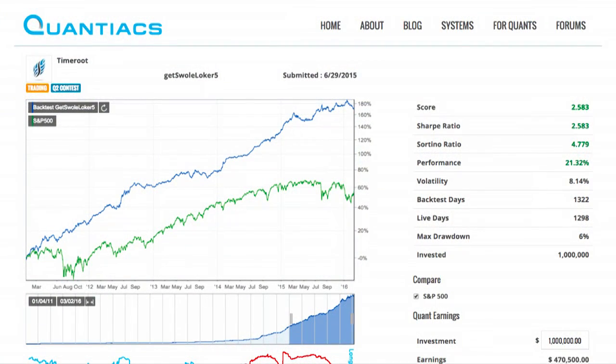That's the blue curve. As you can see, it outperforms the green curve, which is the S&P 500 as a representative for the stock market, with a performance of 21% a year, but a volatility of only 8% a year, which is roughly half the volatility or risk of the stock market.